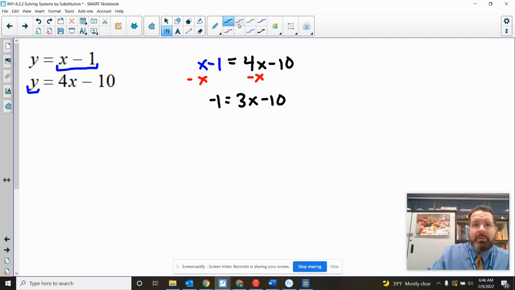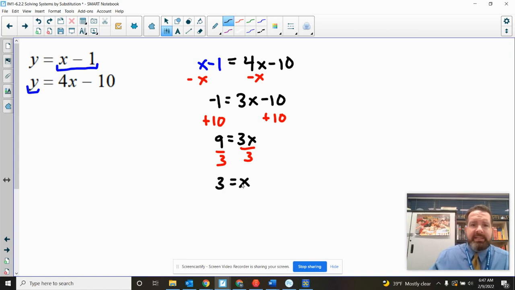Okay. To get x by itself then, let's add the 10. Now 9 equals 3x, and divide by 3. So we think that x needs to be the number 3.